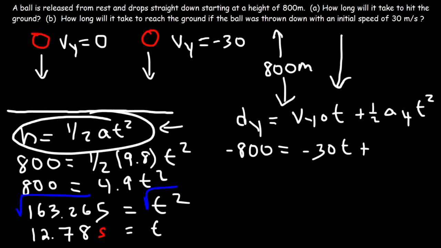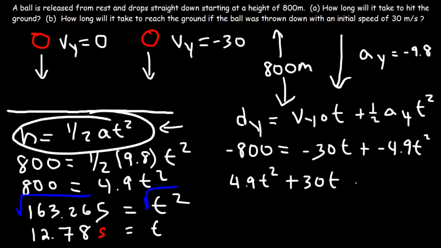And then we have plus 1/2 a_y, the acceleration in the y direction, which is negative 9.8. So this is going to be negative 4.9 t squared. Now let's move everything from the right side to the left side. So this is going to be positive 4.9 t squared on the left side plus 30t, and the 800 is going to stay on the left side, so it's still negative 800.